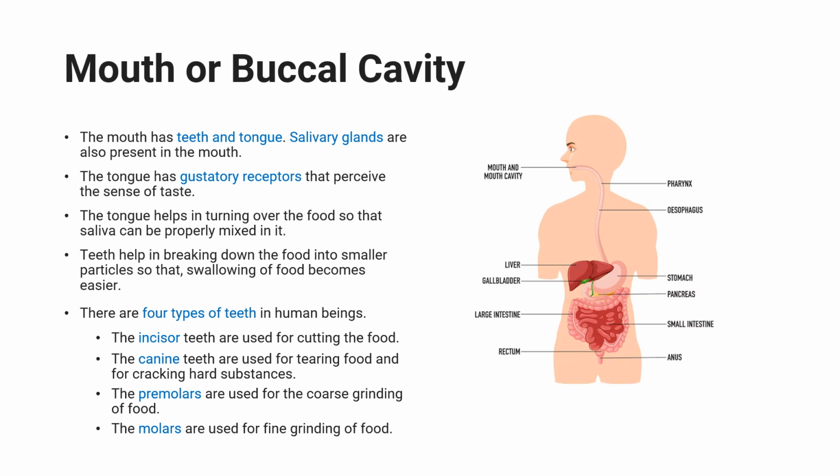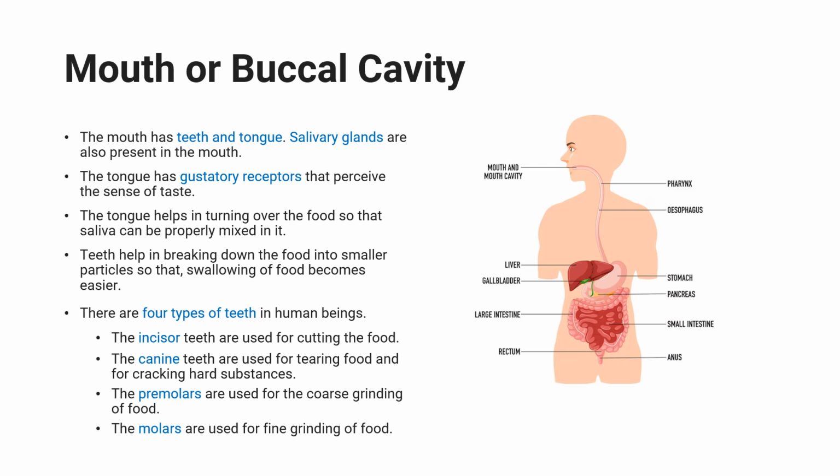Let's look at the mouth or the buccal cavity. The mouth has teeth and tongue. Salivary glands are also present in the mouth. The tongue has gustatory receptors that perceive the sense of taste. The tongue helps in turning over the food so that saliva can be properly mixed in it. Teeth help in breaking down the food into smaller particles so that swallowing of the food becomes easier.